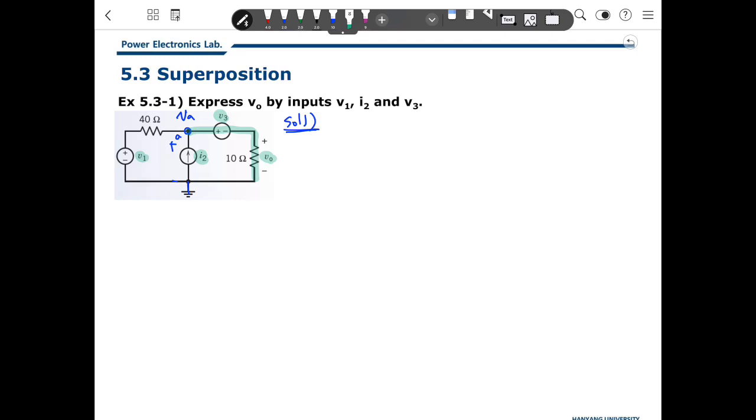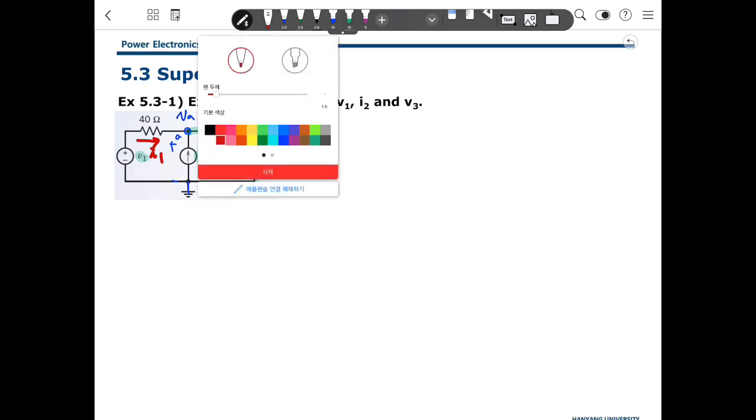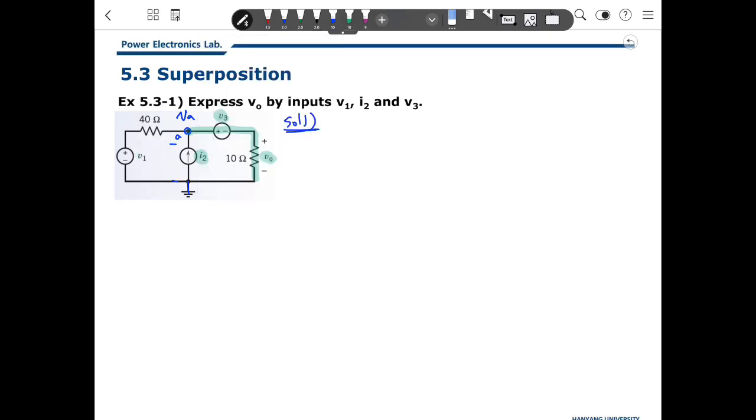We can use node analysis here. At first, what should we do? We define the currents here. This is I1, and the current here is I3. Then what is I1? I1 will be V1 minus VA.